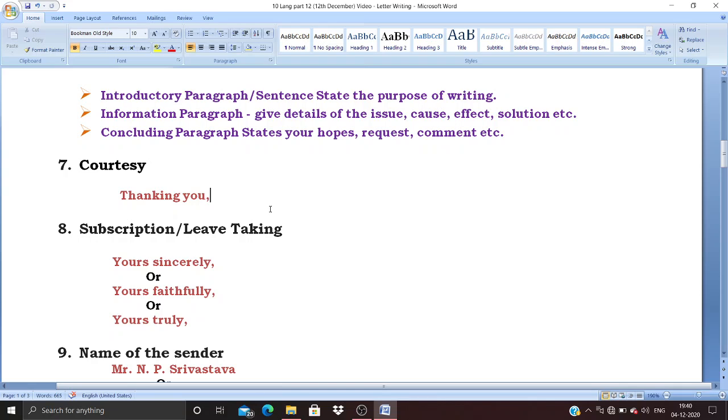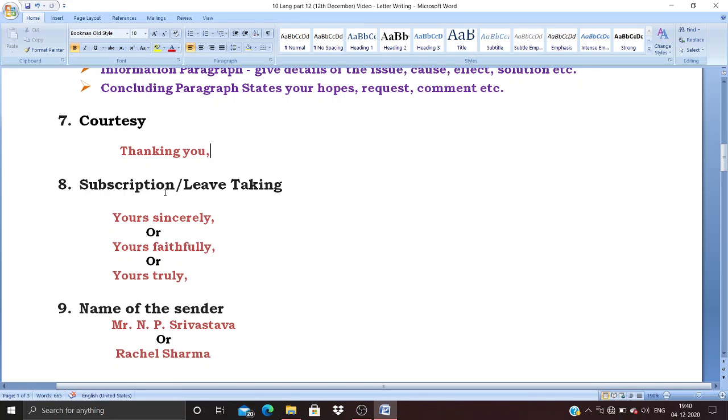And format has no excuse. This is how it is written. It is a prescribed format by the ICC board. You please learn this. Subscription means leave taking. Hi, see you, goodbye, see you tomorrow, that kind of thing does not work in a formal letter. Okay.